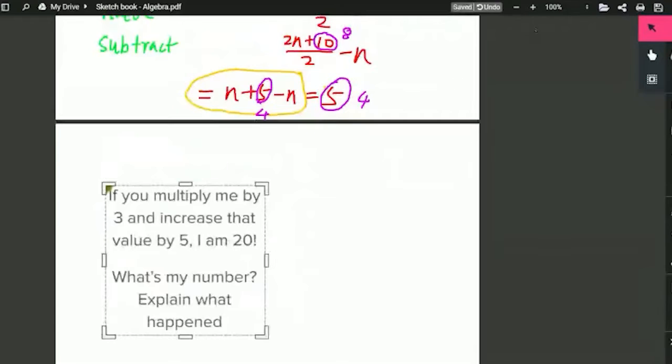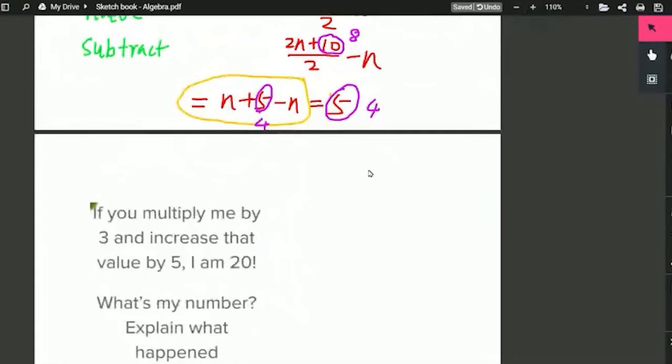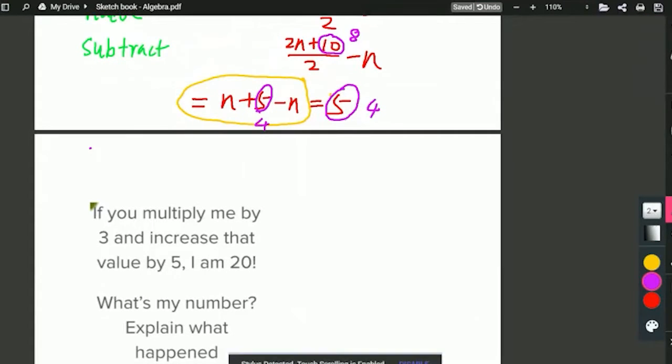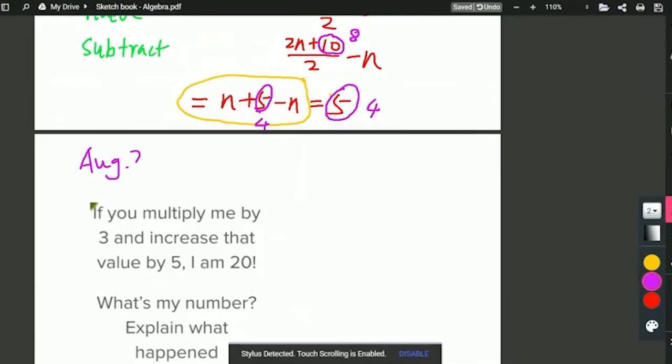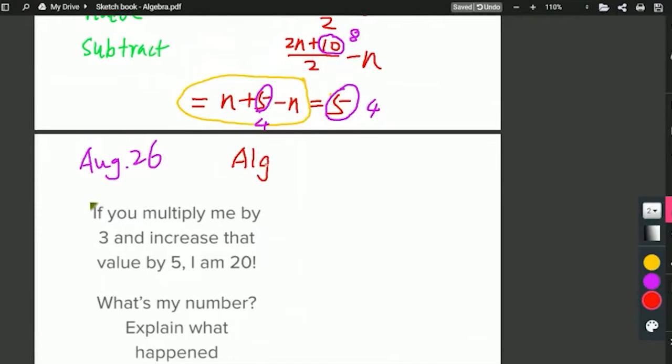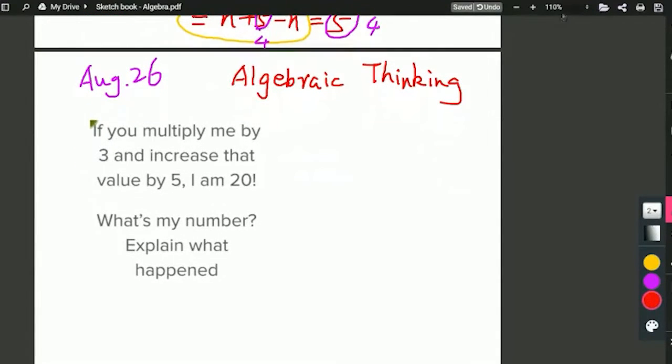And today is August 26th. And today our topic is algebraic thinking. Algebraic thinking. Okay, so let's start from this question.